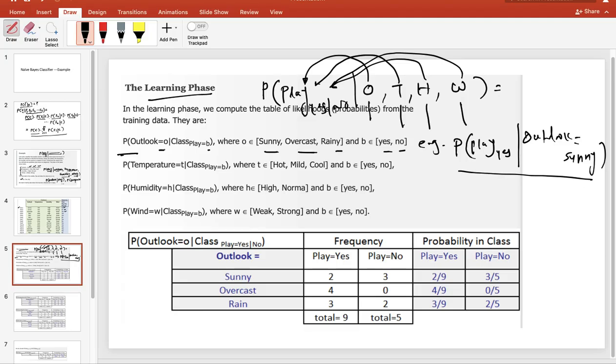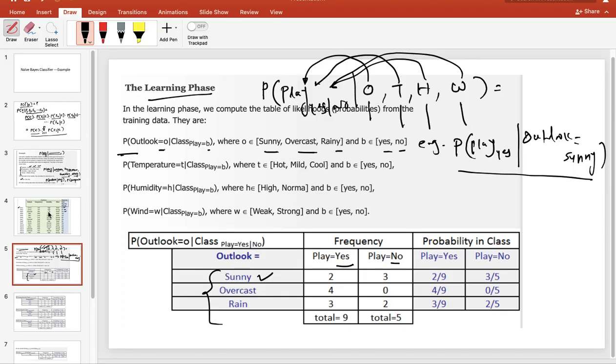So how do we compute these probabilities? Let us see here. Outlook is taking three values and play is taking two values, yes or no. Now, when the outlook is sunny, how many times did we play and how many times did we not play?